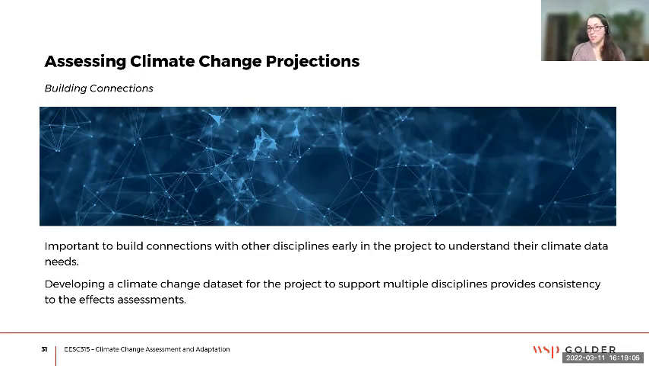What we have seen in the past is you have a nice climate section that talks about all these climate projections, and then I'll pick on surface water. Surface water will go and develop their own projections, and now you've put something in front of the reviewer that has two different climate projections. And that is something that can cause people to ask some questions about the consistency of the report.